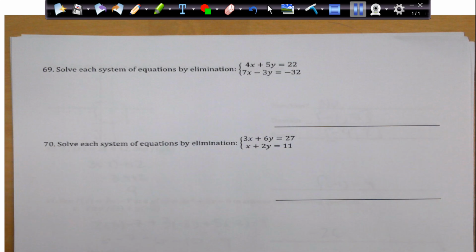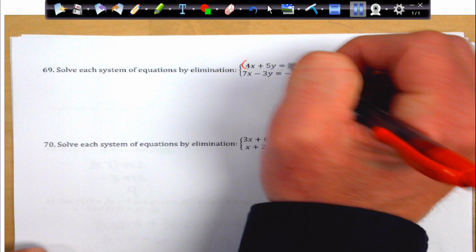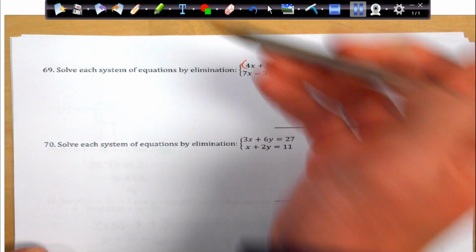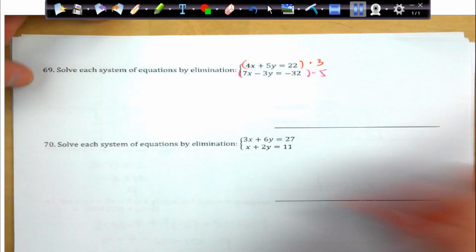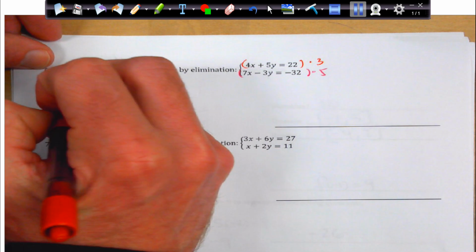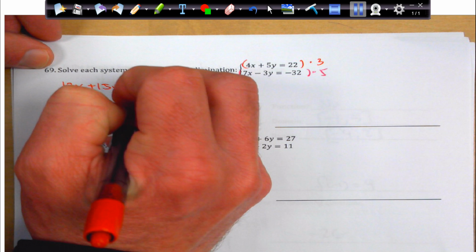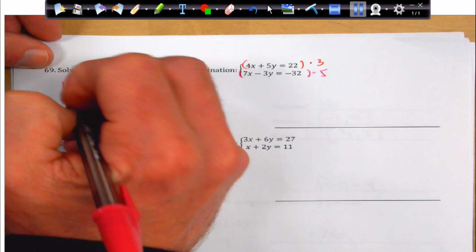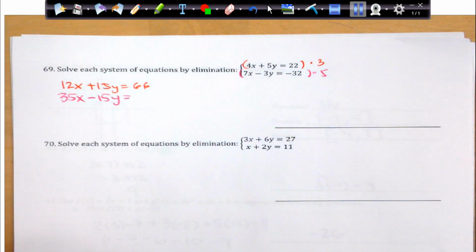Alright, last two, we made it. So for elimination, we want to make sure things line up. So I'm going to pick to multiply this by 3, that will give me 15. And if I multiply this bottom one by 5, that will give me -15. So those should cancel. So I'm going to rewrite them over here, red for the first one. So I get 12x, multiply everything by 3, 15y equals 66. The next one is going to be 5 times 7 is 35x minus 15y equals, and check that one, 160.